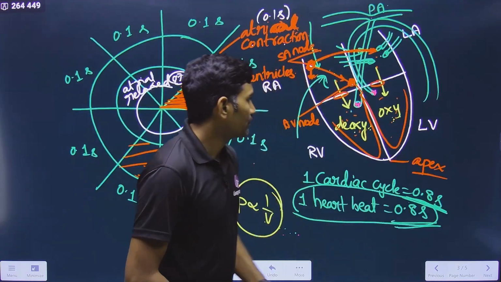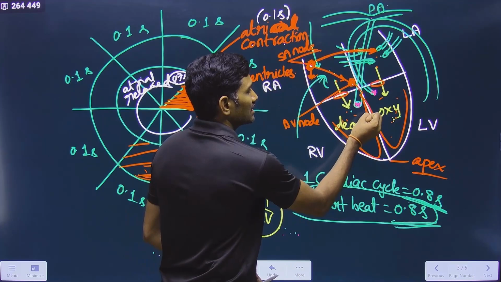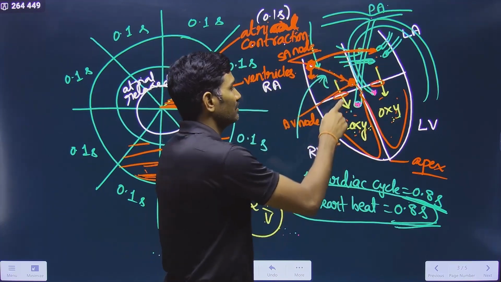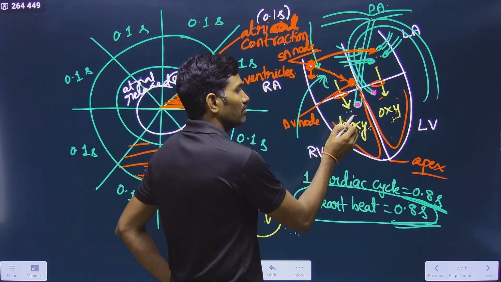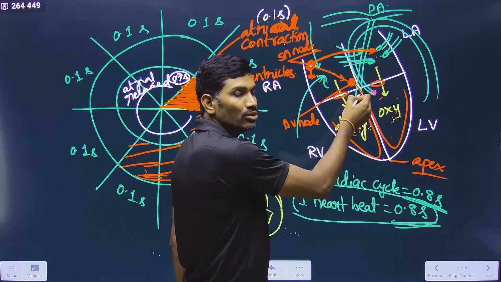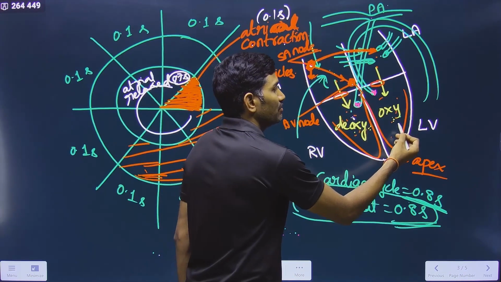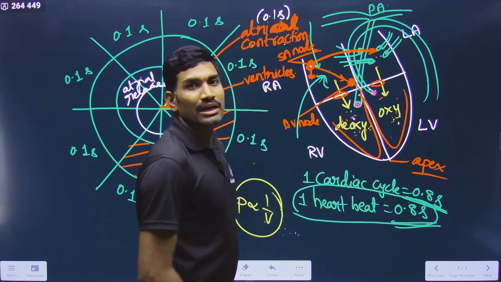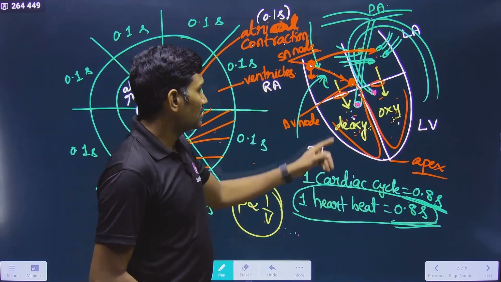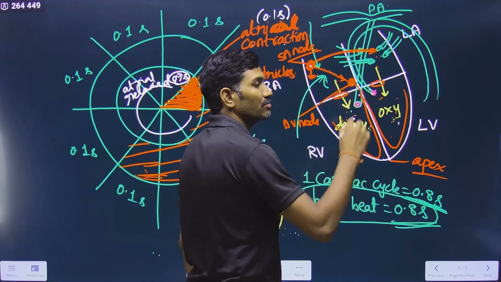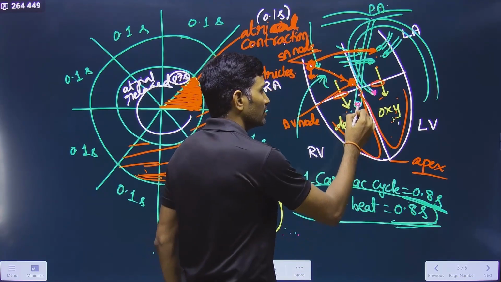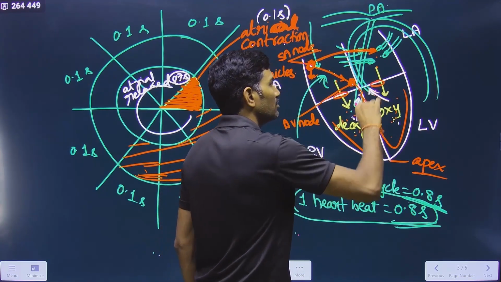Observe carefully here. When the ventricle is undergoing contraction, blood should not go into the atria. That's why these valves are getting closed. Very good. But now the blood from this should go into the pulmonary artery, and blood from this should go into the aorta. That means these valves should be open. So now these valves will be open, so that blood from this will go into this, and blood from this will go into this.